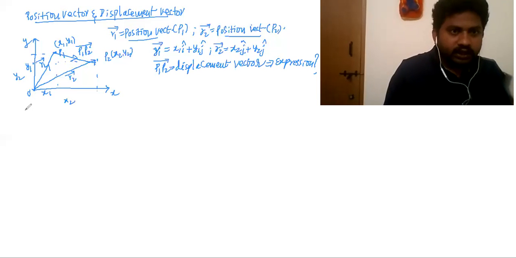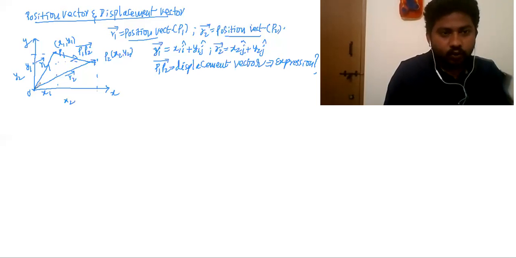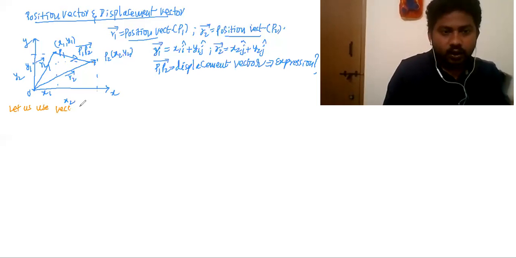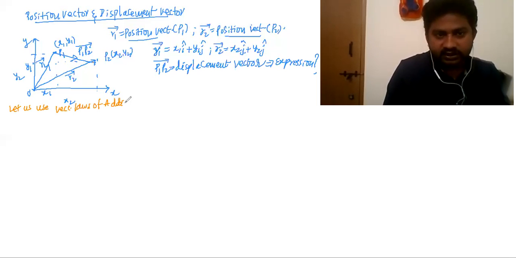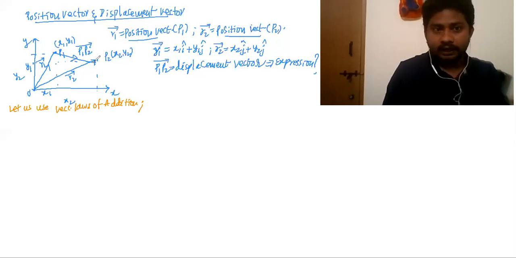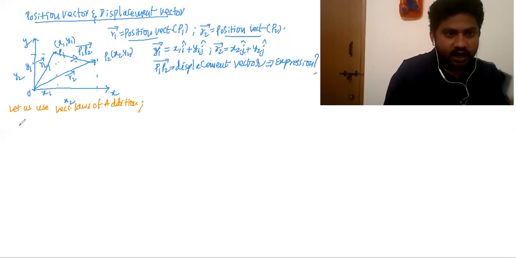Now, a triangle is formed here. You can see O, P1, P2, O. So in this triangle, let us use vector laws of addition. The triangle law of vector addition tells that R1 bar plus P1P2 bar, the sum of these two sides, is equal to what?